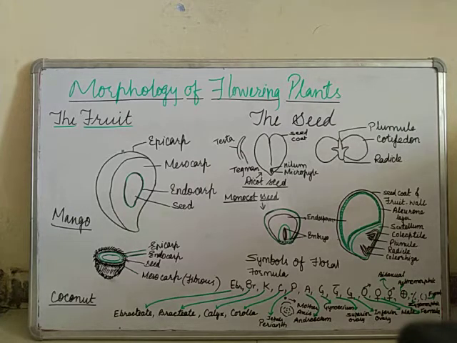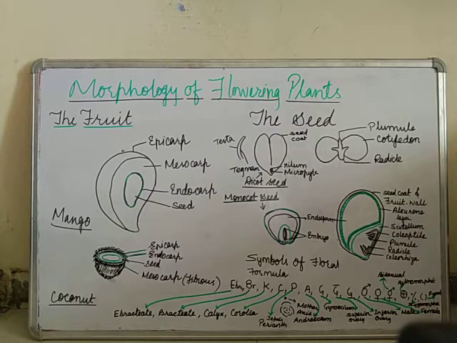If a fruit is formed without fertilization of the ovary, as in banana, then it is called a parthenocarpic fruit. So banana is one example of a parthenocarpic fruit. The process of formation of a fruit without fertilization of the ovary is called parthenocarpy.